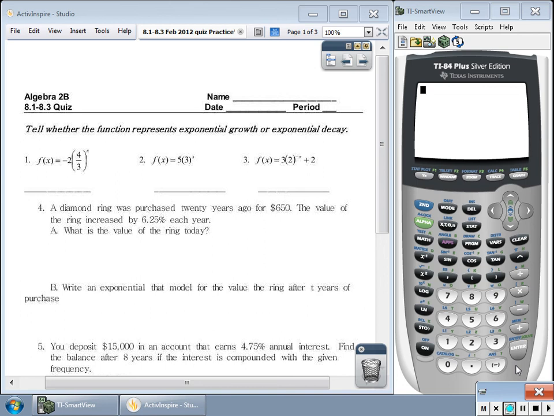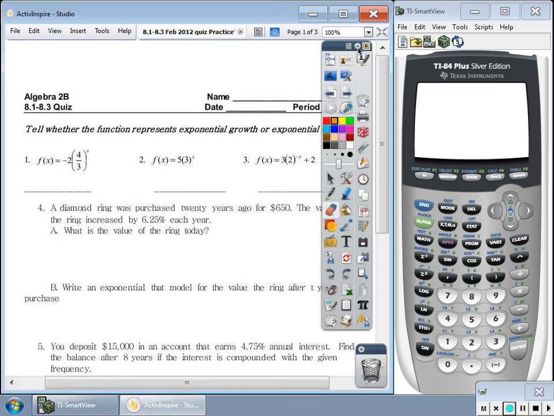Okay, quiz tomorrow. It's going to look very similar to what we have here. The first thing we need to do is tell whether the function represents exponential growth or exponential decay. And this is really super simple. All we're going to do is look at this number right there. If that number is greater than 1, it's exponential growth.